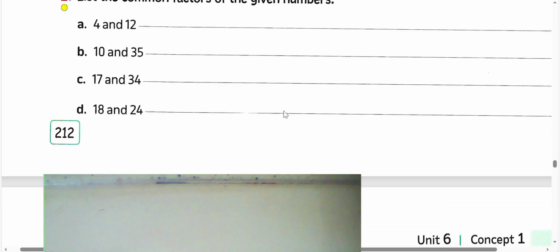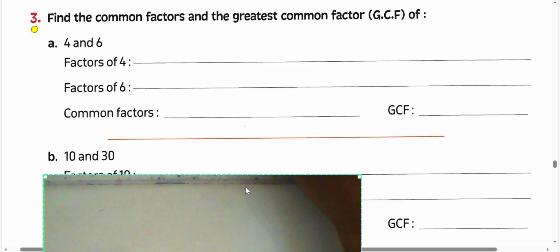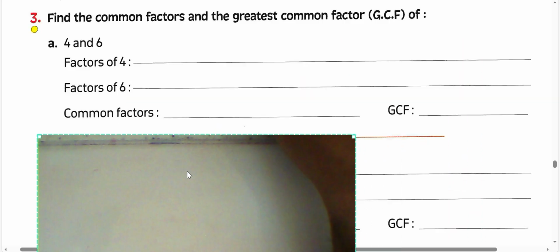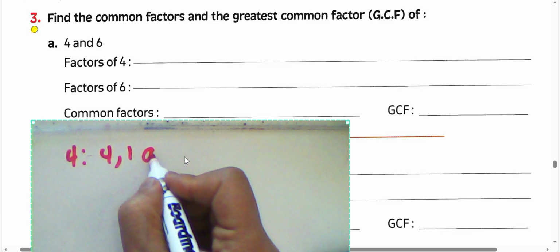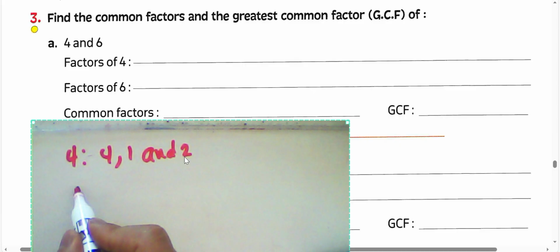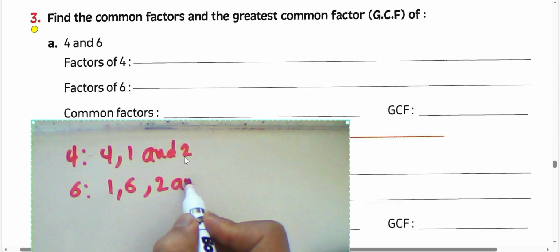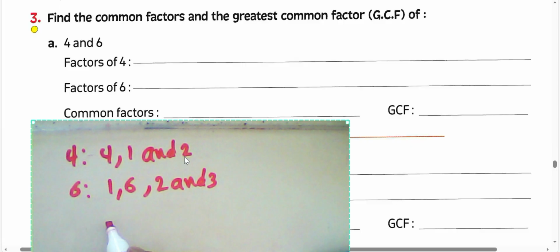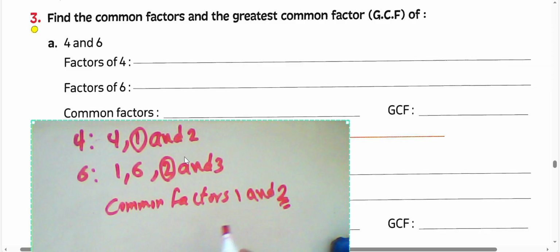Next question. Find common factors and the greatest common factor between two numbers. First step, factors of 4: 4, 1, and 2. And factors of 6: 1, 6, 2, and 3. Then the common factors between them are 1 and 2. Then the greatest common factor will be 2.